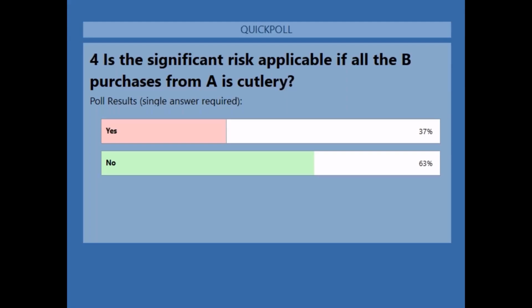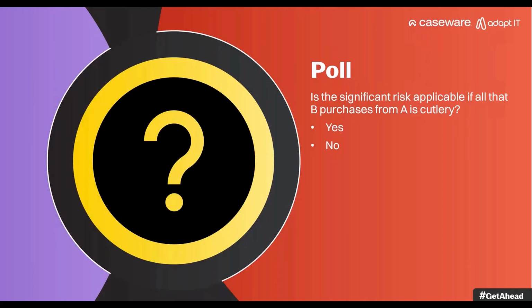Yes, it may be a significant transaction, especially if they're buying all of the cutlery from A. But is it outside the normal course of business for A to sell cutlery? No, absolutely not. It's entirely possible. So in that case, it would not be a significant risk and therefore perfectly fine.